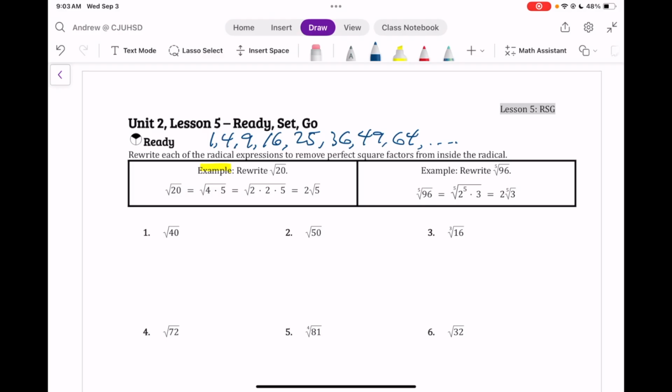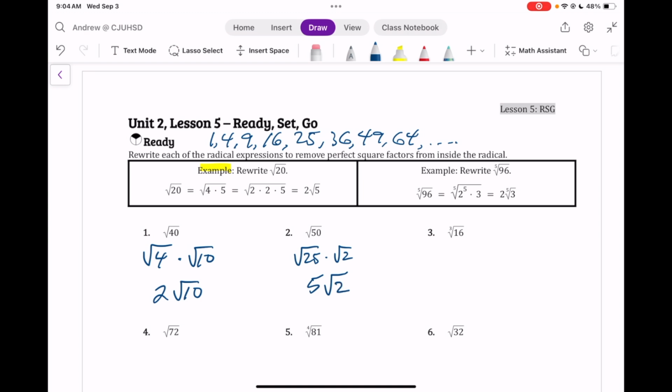So for number 1, square root of 40, thinking 4 times 10. So the square root of 4 times the square root of 10. And that would be 2 square root 10. For number 2, 50, thinking 25 times 2. Square root of 25 times the square root of 2. So the square root of 25 is 5, and the square root of 2 has to just stay there.